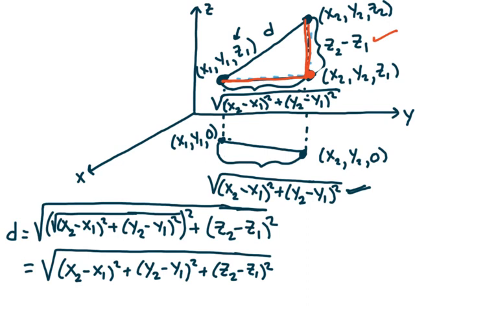So D is the square root of, and then in parentheses, x2 minus x1 squared plus y2 minus y1 squared plus z2 minus z1 squared. And it looks like that's the square root of (x2 minus x1) squared plus (y2 minus y1) squared plus (z2 minus z1) squared. And that's how you find the distance between 2 points in 3-space. So I hope that's okay.